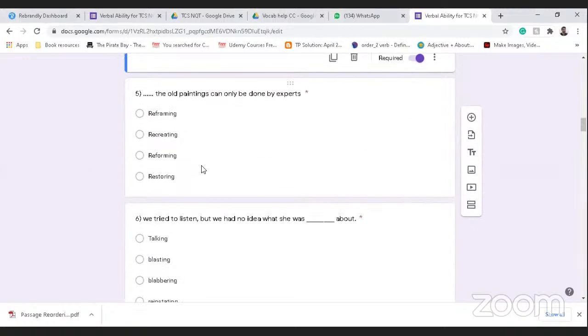Dash the old paintings can only be done by experts. See, to recreate any painting you don't need an expert, anybody can imitate it. Restore is the correct one. Restoring any old damaged painting, only an expert can do that. Recreate means imitate, that anybody can imitate. Answer is restoring. So context is very important, guys. This is like contextual vocabulary. Restoring, D for Delhi. Not recreate.